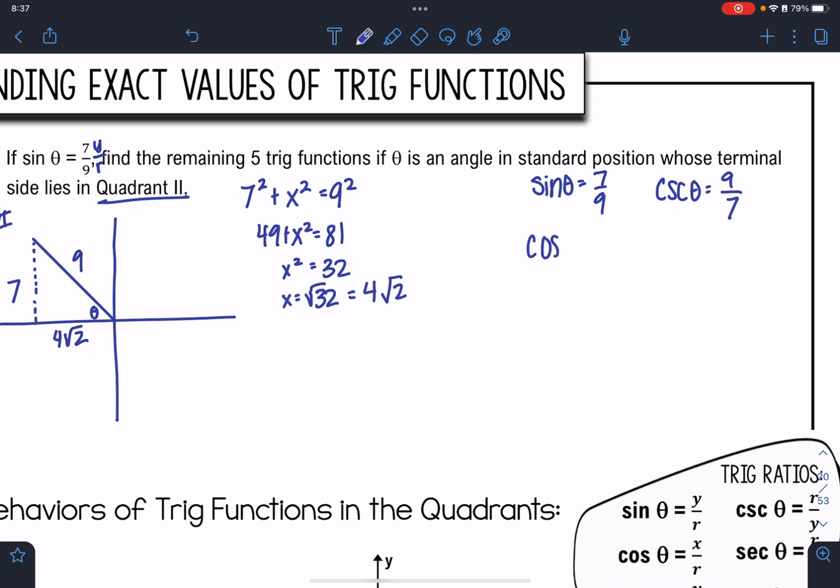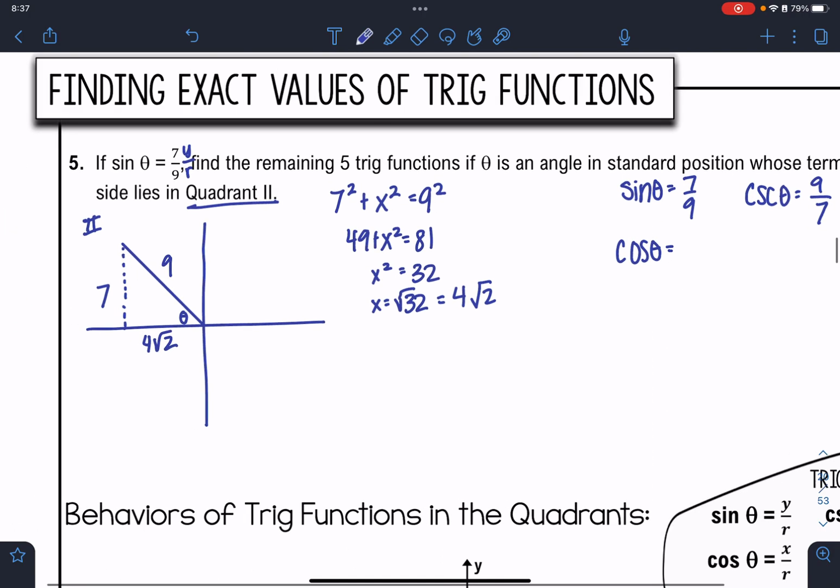Then we can move to cosine. So cosine is going to be that x value over that r value. So the x is 4 root 2 over that r of 9.